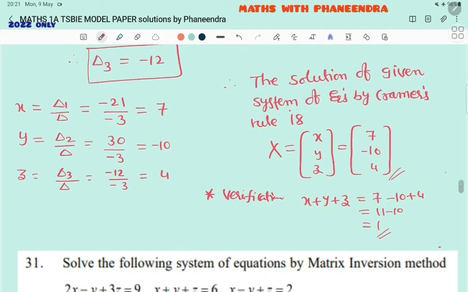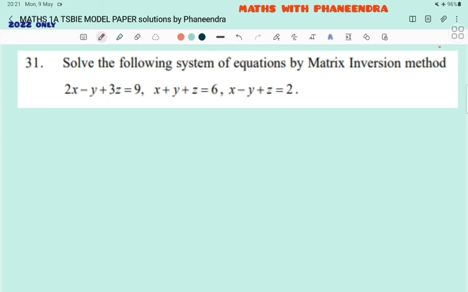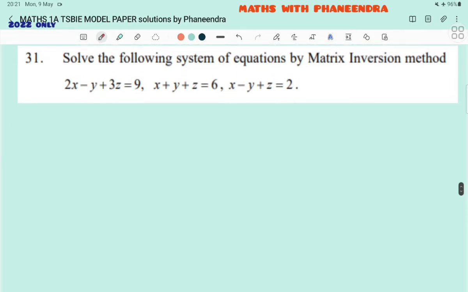We will move on to the next question, number 31. In question number 31, the question is related to the matrix inversion method. In the matrix inversion method, the given system of equations is written in the form Ax equal to D, x is equal to A inverse D.